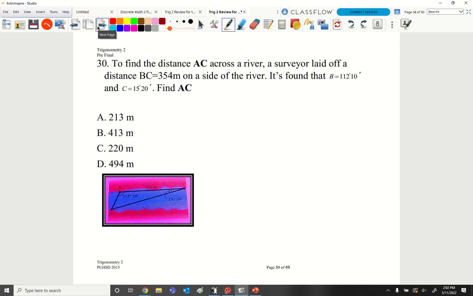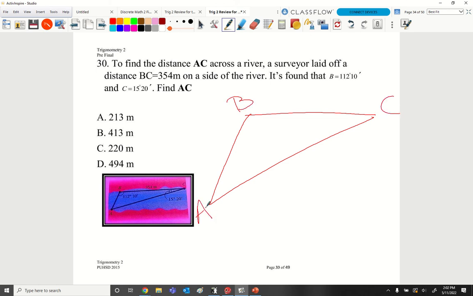Okay, so I'm going to redraw this. Is this one pretty good on your paper? Because it didn't come out good up here. Okay, I'm going to redraw this to figure out what I'm looking for. So, big B, C, letter A.